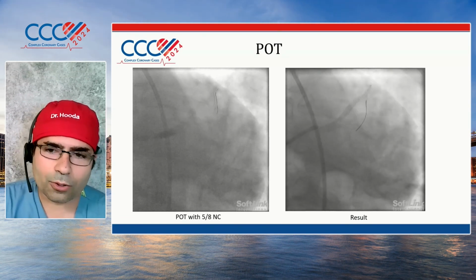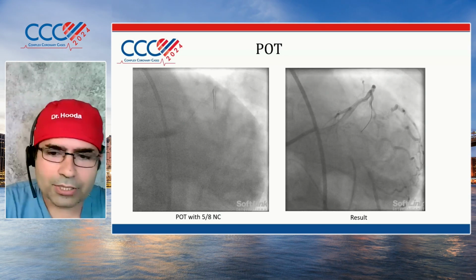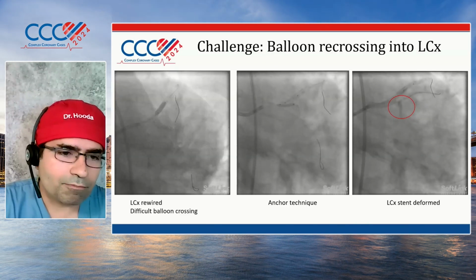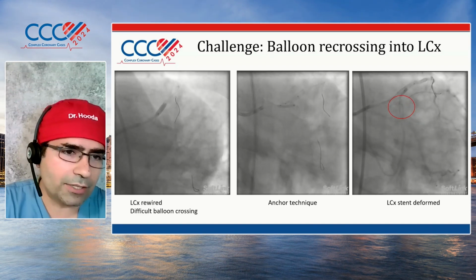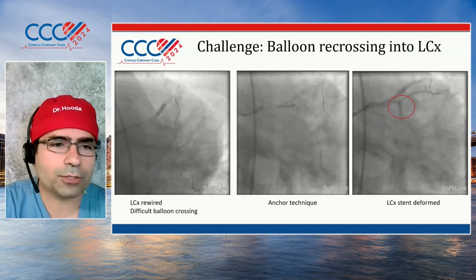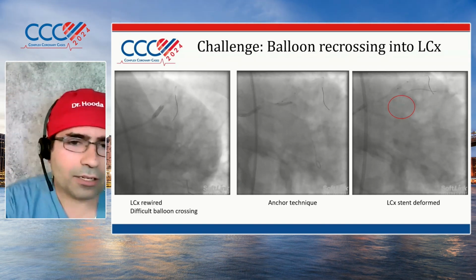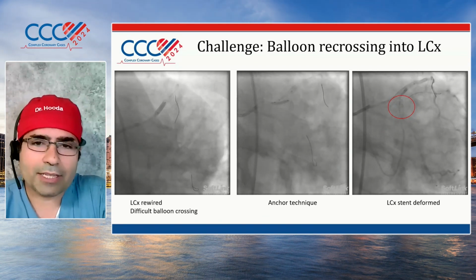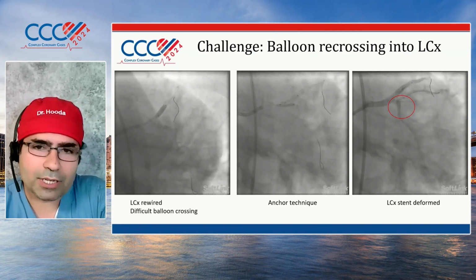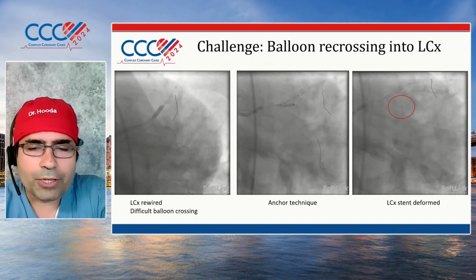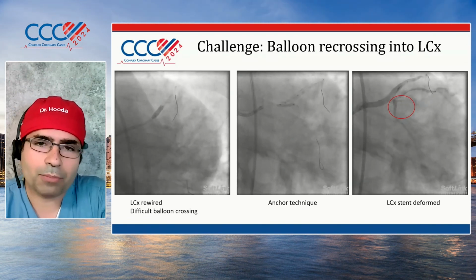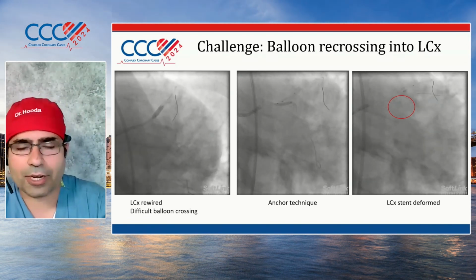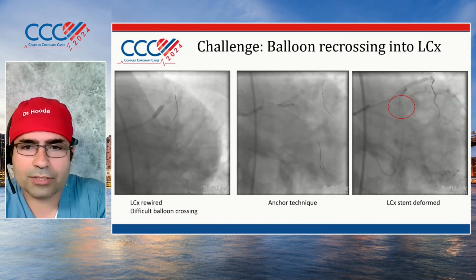Then we recrossed using a filter wire, and the crossing was not tough. And as you can appreciate, you can see the crush segments also. But despite the wiring, as you can see, pushing even a balloon was tough. So we used an anchoring technique, like we put a 3.5 high pressure balloon in the LAD, and I tried to maneuver the balloon across the circ.